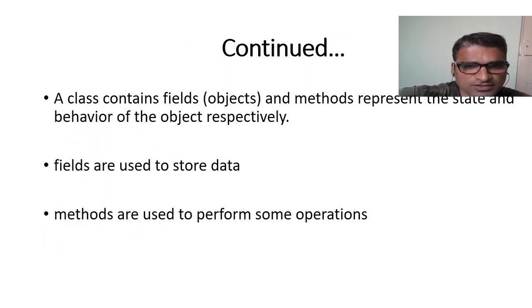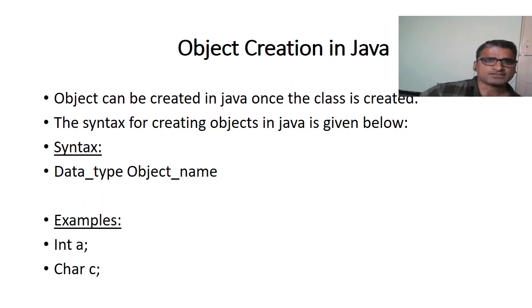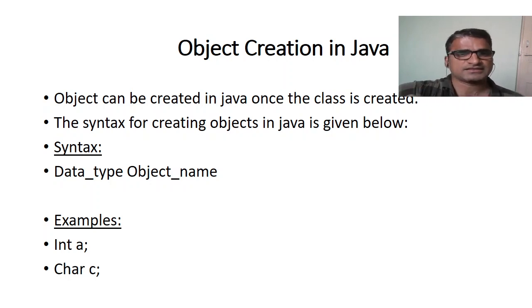So a class contains objects and methods to represent the state and behavior of the object respectively. Fields are used to store the data, and methods are used to perform various operations on those objects. So how can we create objects in Java? It's very simple. Once we create a class, the next activity is the creation of objects. Objects can be created in Java once a class is created. The syntax for creating objects is given below.